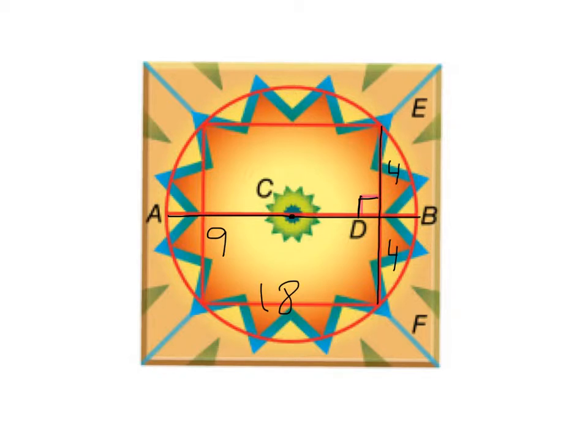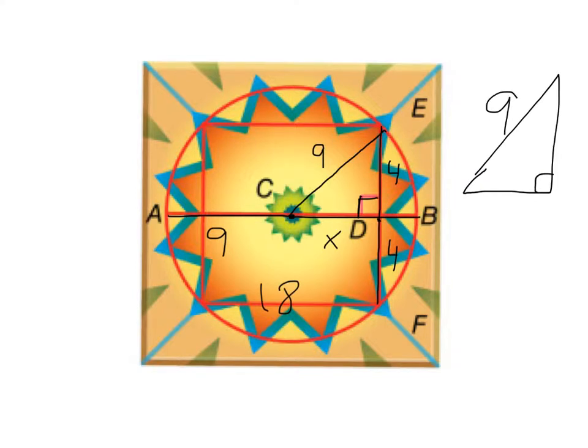Well, we need to find the measure of CD, that segment right there. And we don't know what that is. However, if we make a triangle here, we end up with a right triangle. Now CE, that segment I just drew to create a triangle, that's the radius, so we end up with a 9 there. So what we actually end up with is a triangle that has a hypotenuse of 9, a leg of 4, and the leg unknown that we're looking for.